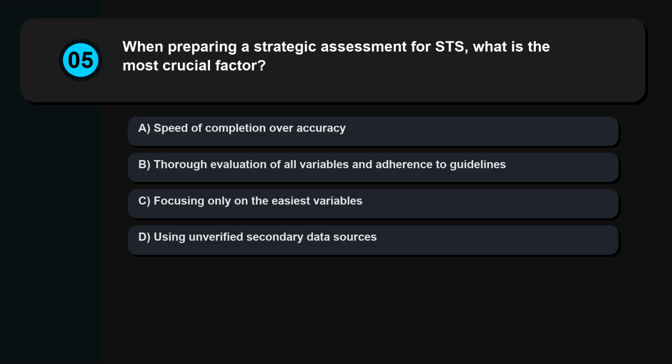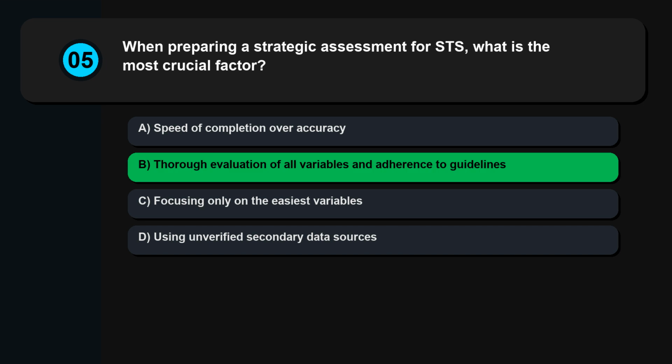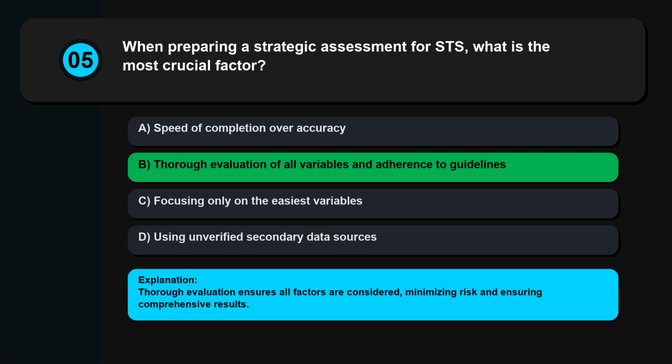Question 5. When preparing a strategic assessment for STS, what is the most crucial factor? Speed of completion over accuracy, thorough evaluation of all variables and adherence to guidelines, focusing only on the easiest variables, using unverified secondary data sources. Thorough evaluation ensures all factors are considered, minimizing risk and ensuring comprehensive results.